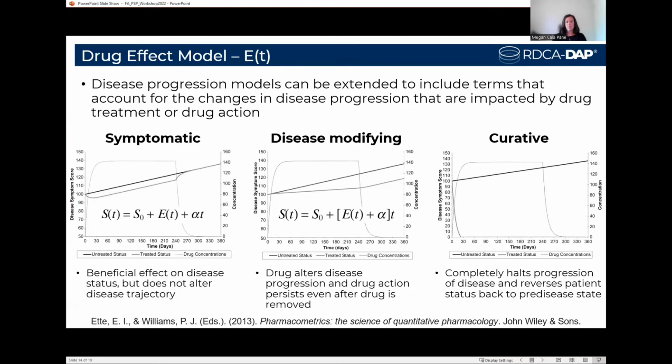So this slide goes into some more detail on the drug effect model and what that could look like for the treatment arm subjects in a clinical trial. And the example here represents a linear disease progression model and what the typical trends might look like for different types of drug effects. So typically we're dealing with a symptomatic drug effect where you can see the disease severity decreases after dosing, but the progression rate remains the same and the severity returns to the natural progression curve after the drug concentration returns to 0.